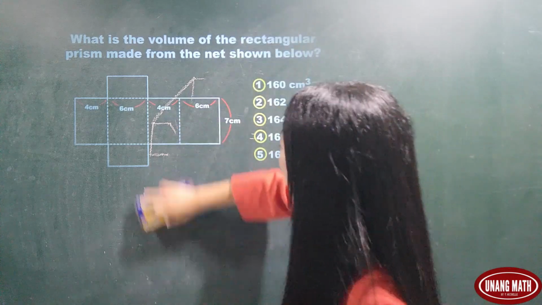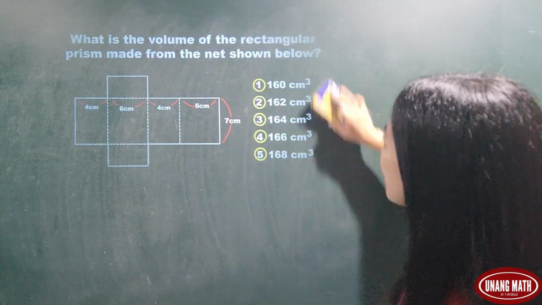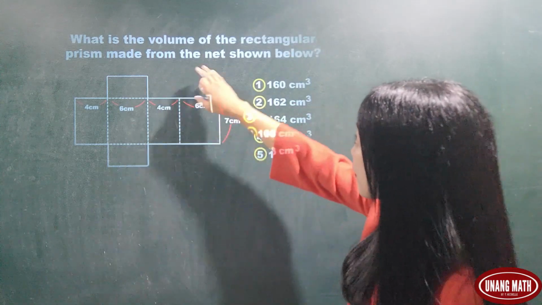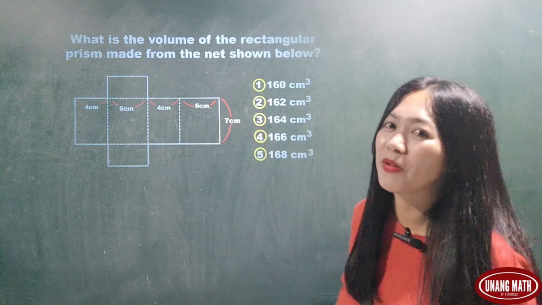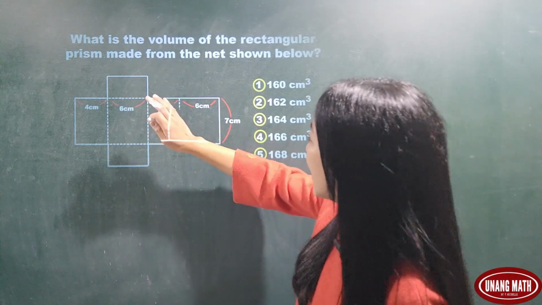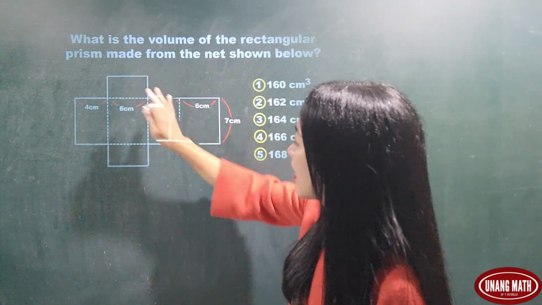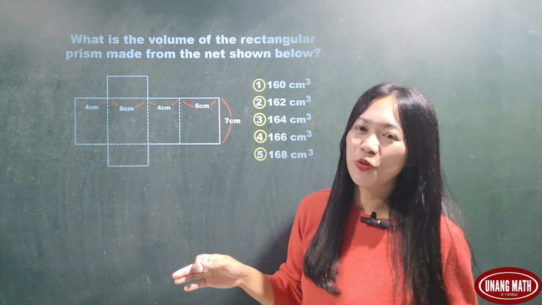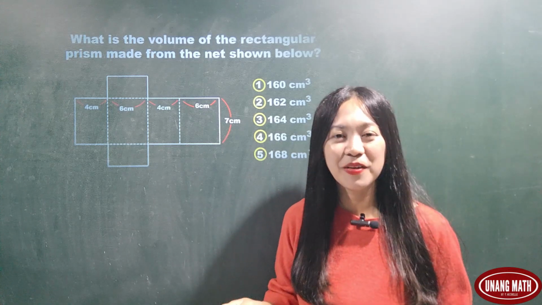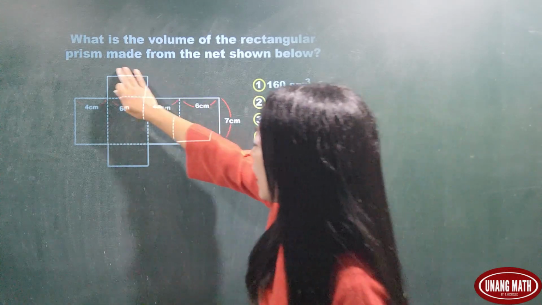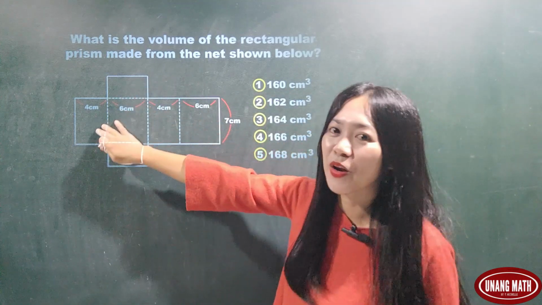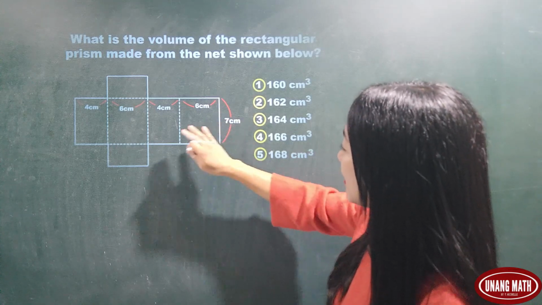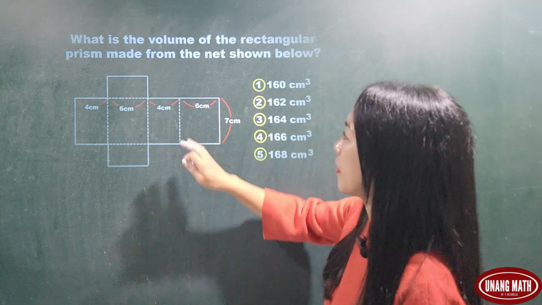Okay, we have another question here. Let us answer this one. What is the volume of the rectangular prism that is made from the net that's shown below? So this is the net of a rectangular prism. Okay, to find the volume of a prism, it's better if we are familiar with its net. So in this problem, this is the net of the rectangular prism.